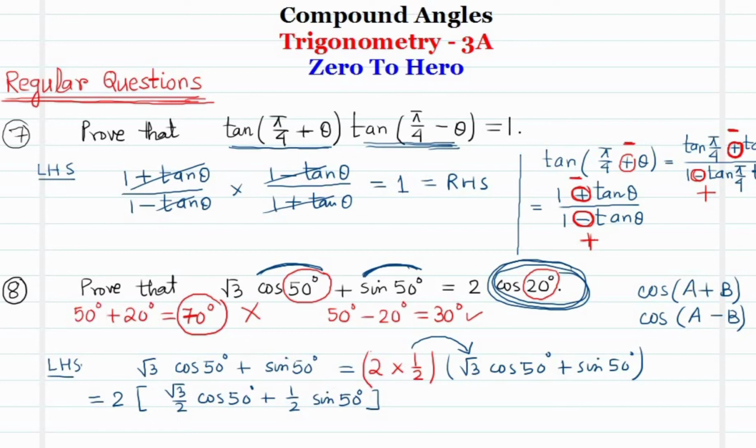Then root 3 by 2 is same as cos of 30 degree, cos 50 is there, half means sine of 30 degree and sine 50 is there. So cos A cos B plus sin A sin B. Formula is cos of A minus B. Cos of 50 minus 30 degree.